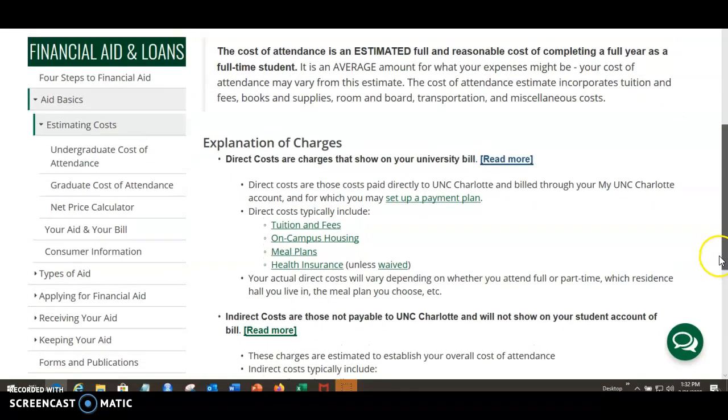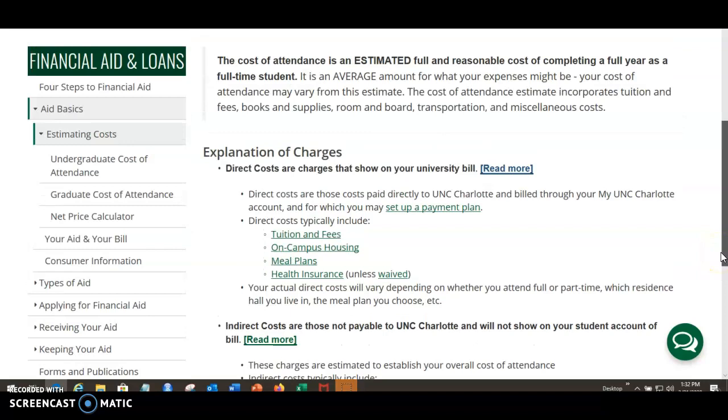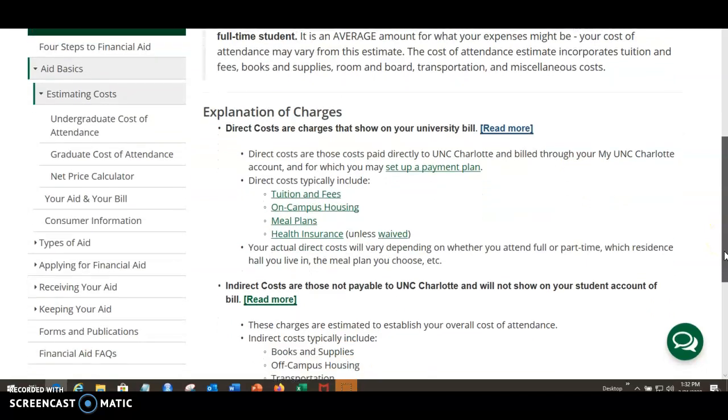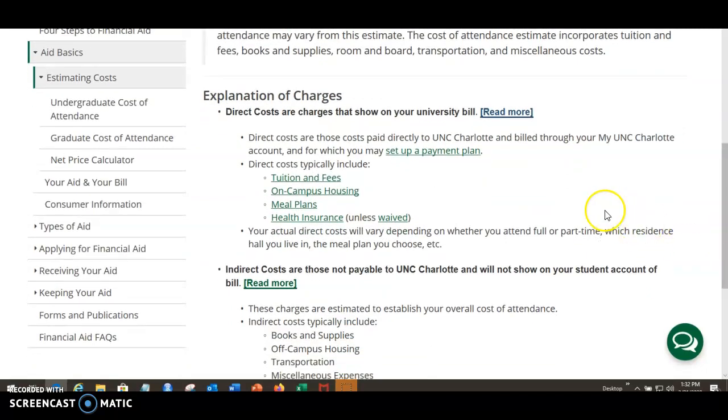Now, this is the total cost of going to college. You have your tuition, fees, you have to live, you have to eat. You're going to have transportation and books and supplies. Direct costs, you notice, come through on your bill. So that's where the tuition and fees, on-campus housing.